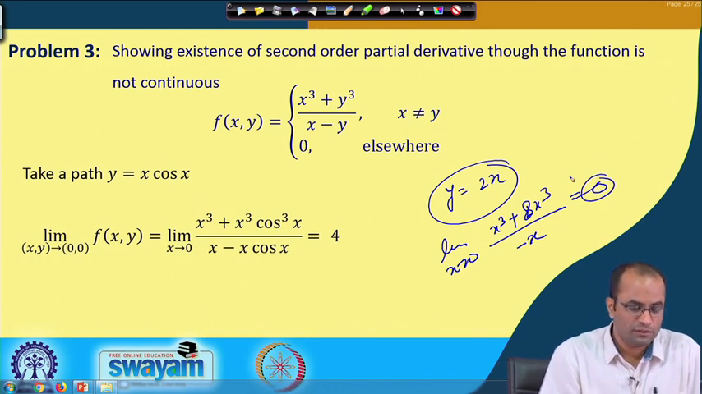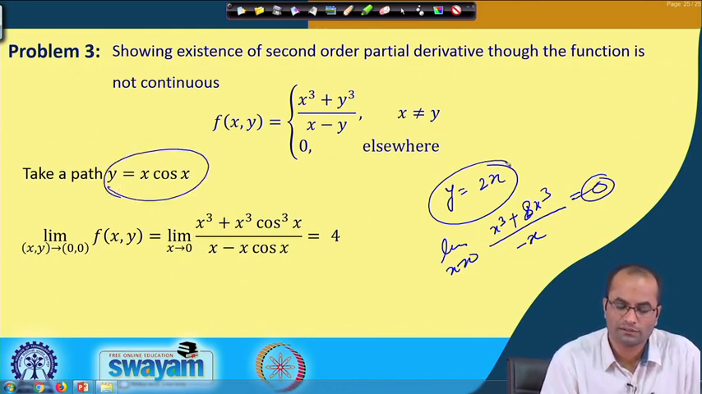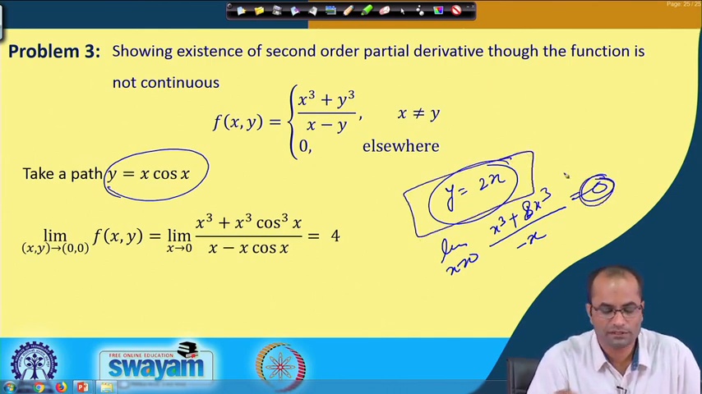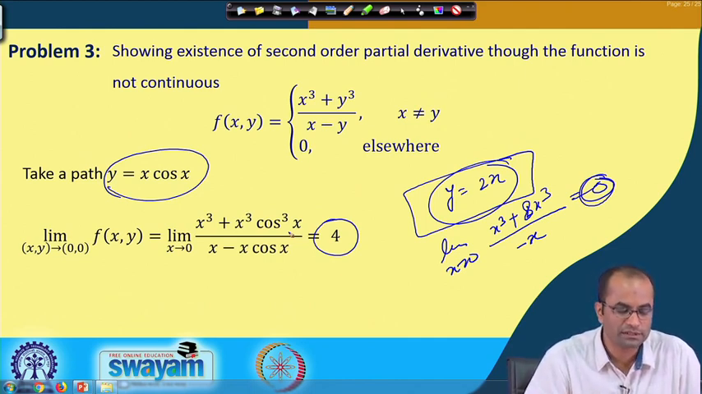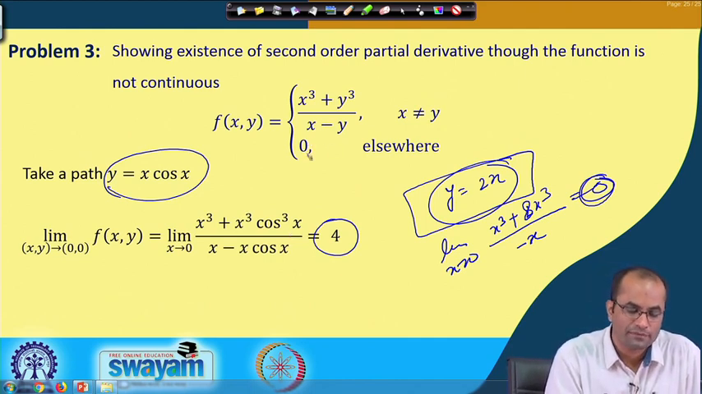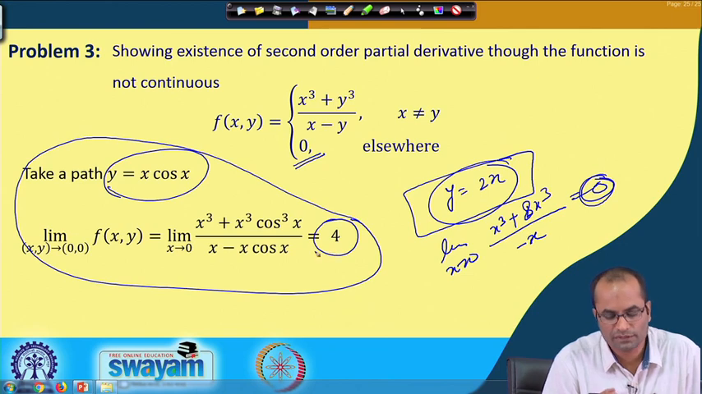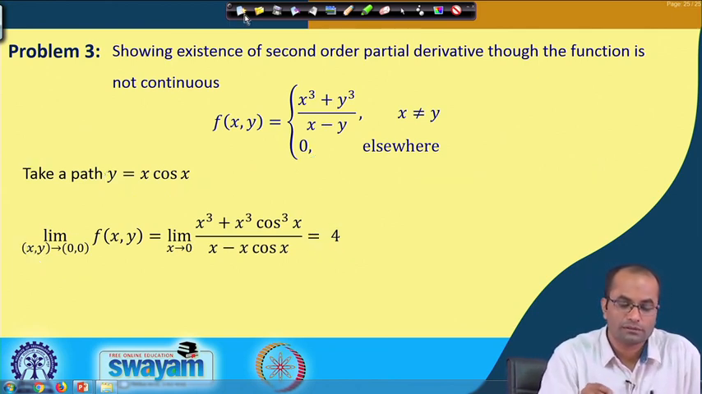So, we have two different paths. One is y equal to x cos x, another one is y equal to 2x. Here the limit is 0, there the limit was 4. So, that concludes that the limit does not exist, and in any case here the value of the function is 4, and we have already seen along this path the value is 4. So, there itself we can conclude that the function is not continuous.